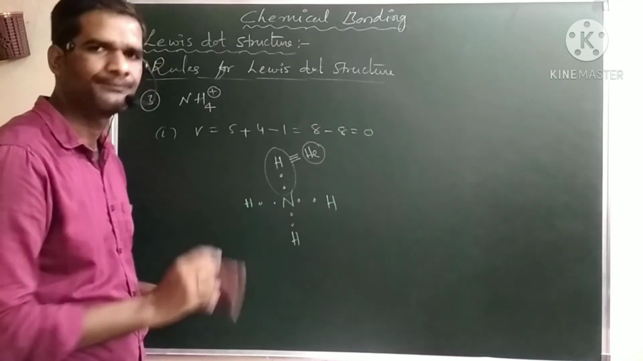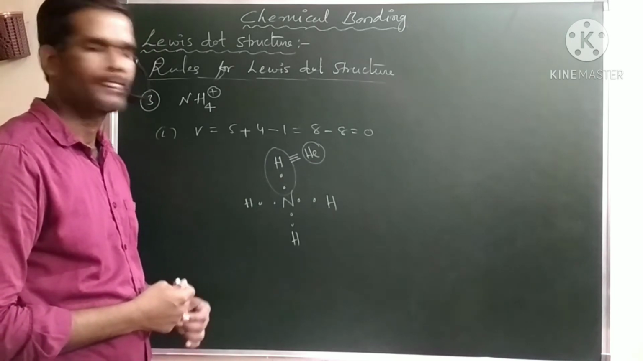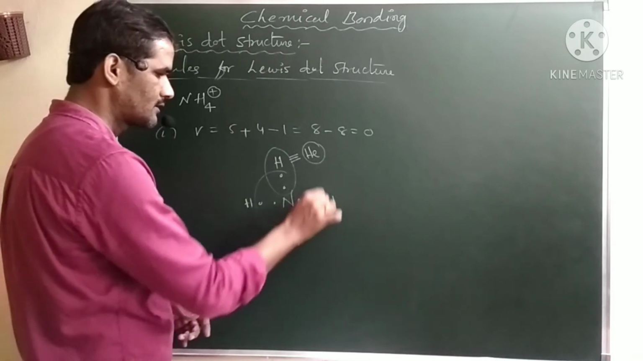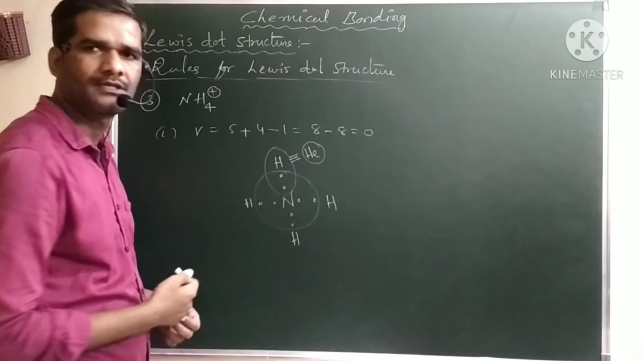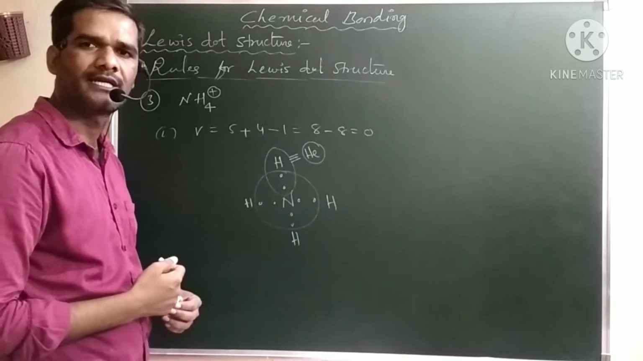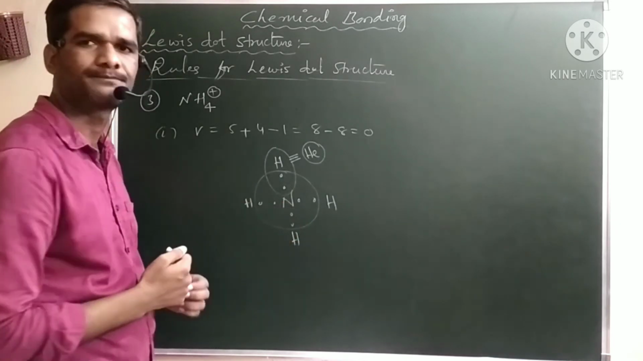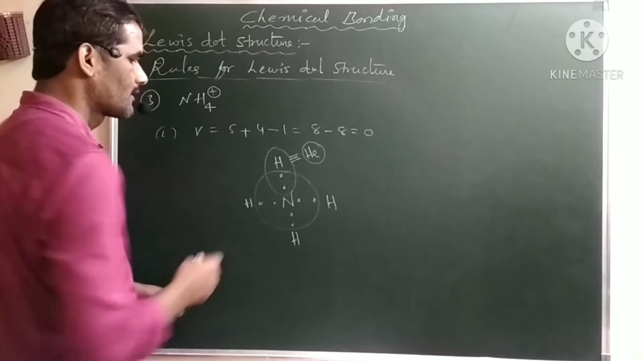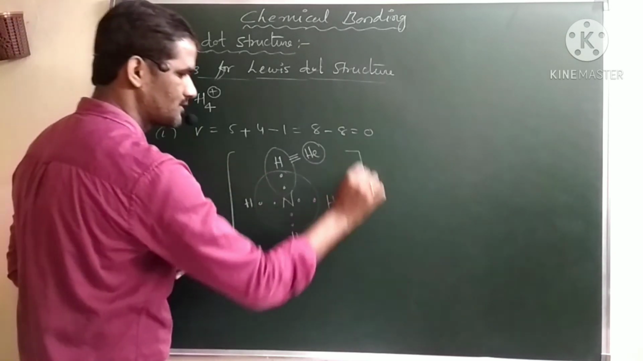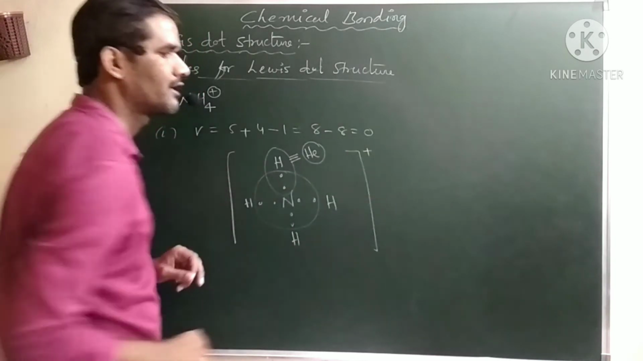Now hydrogen is fulfilled. Now nitrogen, the central atom. The central atom also now, see, 8 electrons are there. So nitrogen is also satisfied. So no need to take electrons from the central atom. So this is the overall structure. And we have forgotten one thing, here a positive charge is there. This positive charge we have to give to the entire molecule.